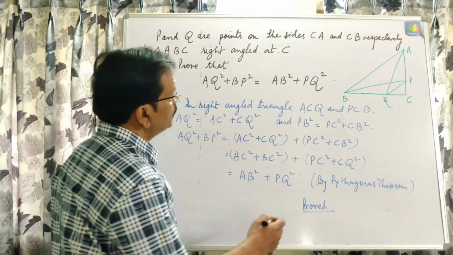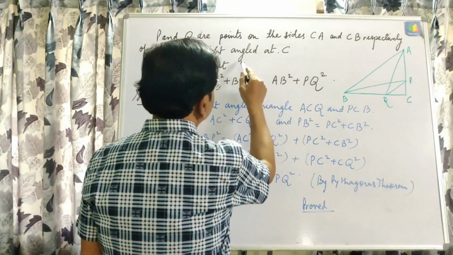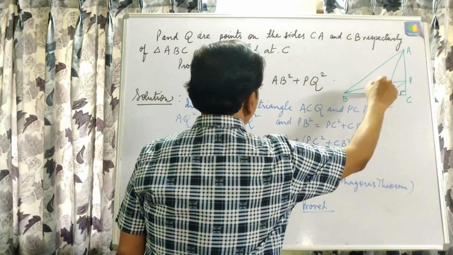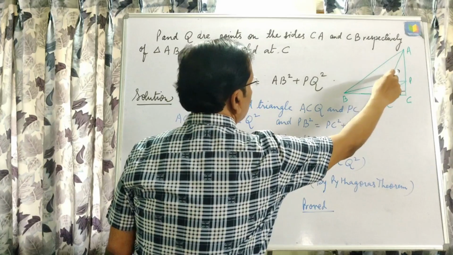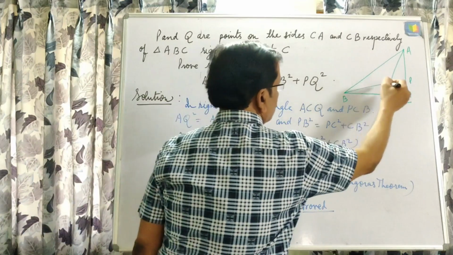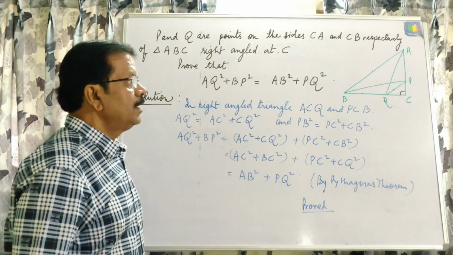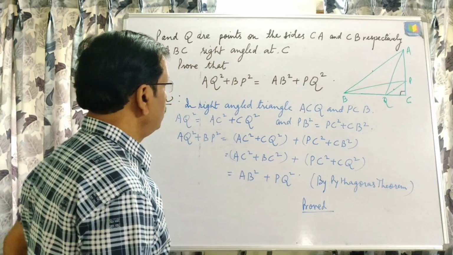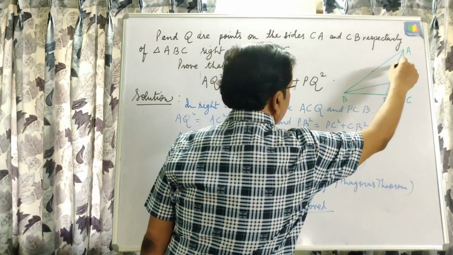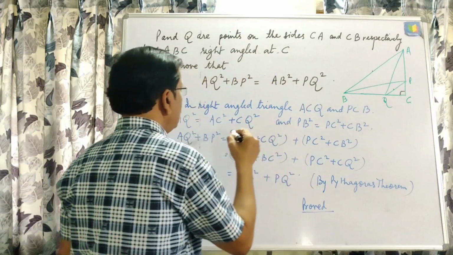P and Q are the points on the side CA and CB respectively of triangle ABC, right angled at C. Then prove that AQ square plus BP square is equal to AB square plus PQ square. This is what we have to prove. Now in this question, we will use the Pythagoras theorem, because we are given right angle triangles ACQ and PCB. These two triangles are right angle triangles.